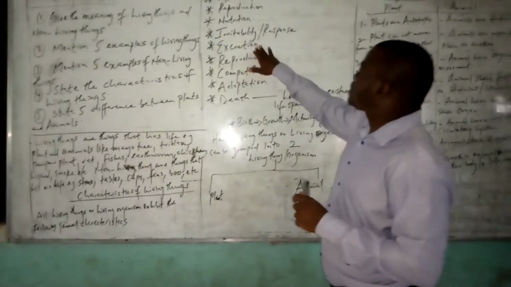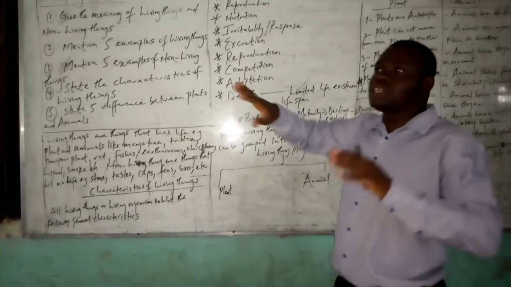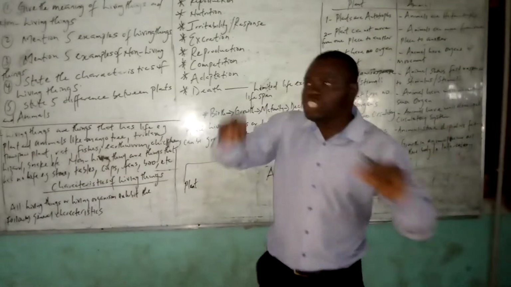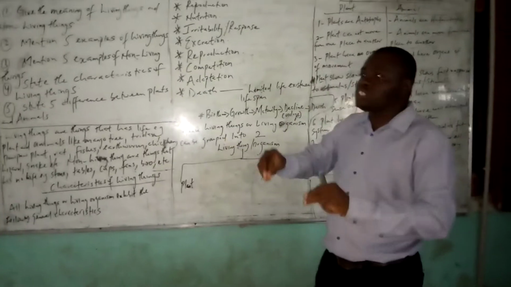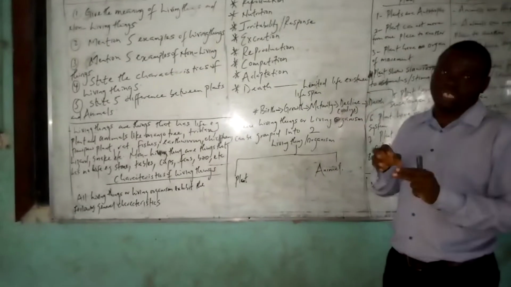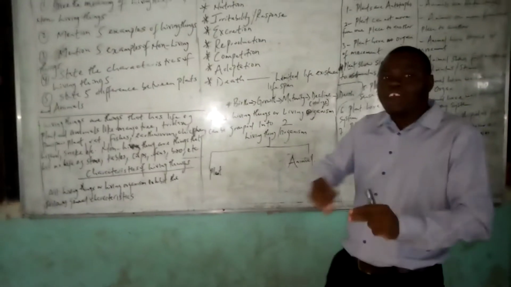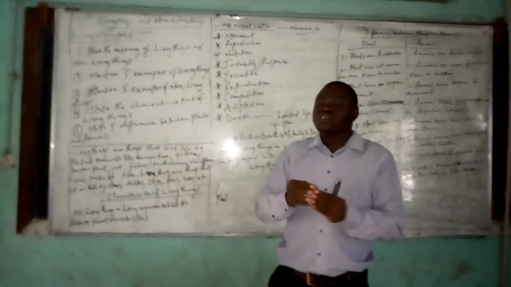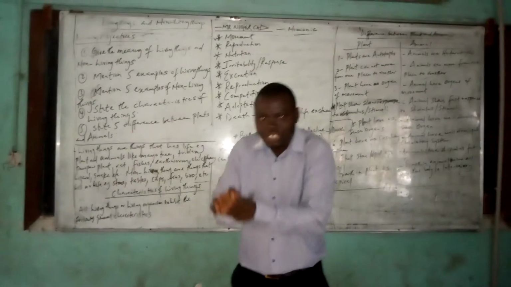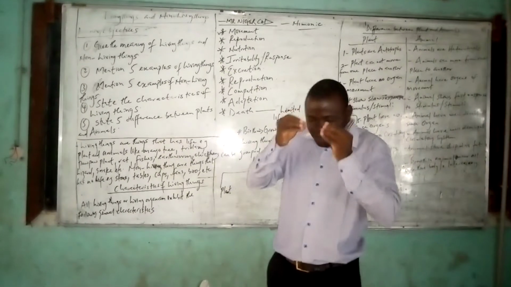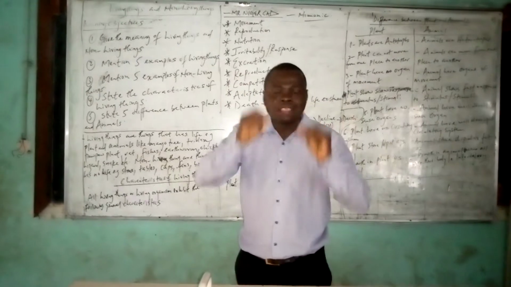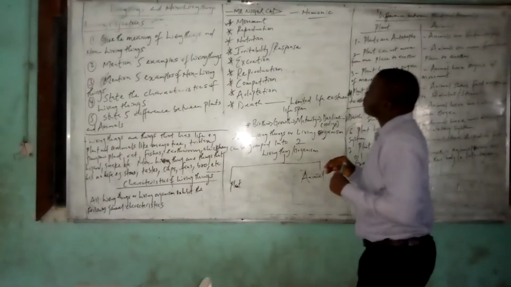Excretion. What is excretion? Excretion is the process by which a living organism gets rid of the waste products of its body metabolism. For an organism to be said to be a living organism, it must be able to perform the process of excretion, removing metabolic waste out of the body.